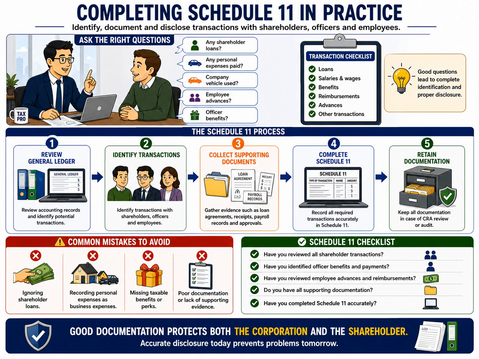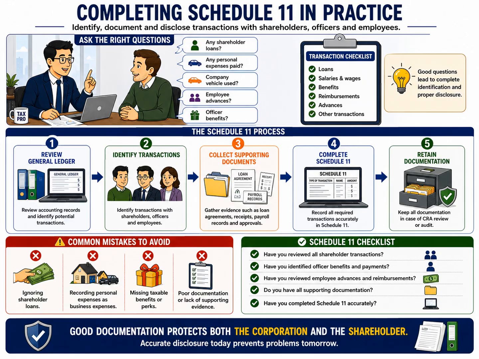Review shareholder loan accounts, payroll records, expense reimbursements, employee advances, and any accounts that involve benefits or payments to individuals connected with the corporation. As you review the records, ask the right questions. Did the corporation lend money to a shareholder? Were any personal expenses paid by the corporation? Did an officer receive the personal use of a company vehicle? Were employee advances properly cleared and supported with receipts? These questions help ensure that no reportable transactions are overlooked.